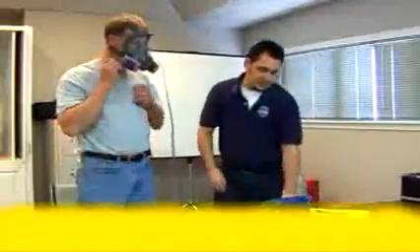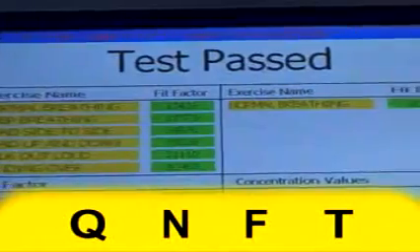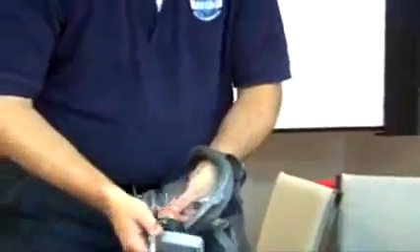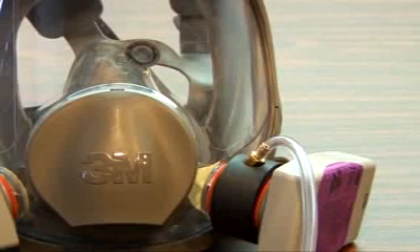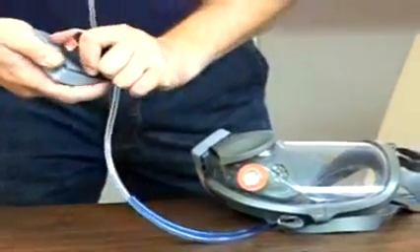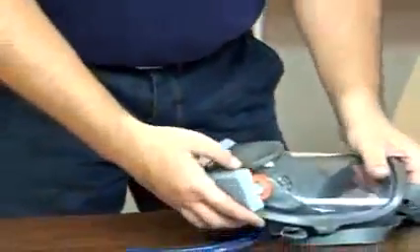The quantitative test, often referred to as QNFT, uses measuring instruments to measure face seal leakage. Quantitative fit testing is accomplished by modifying the facepiece to allow sampling inside the facepiece in the breathing zone of the user, midway between the nose and mouth. Any modifications to the respirator facepiece for fit testing must be completely removed and the facepiece restored to the NIOSH-approved configuration before the facepiece can be used.